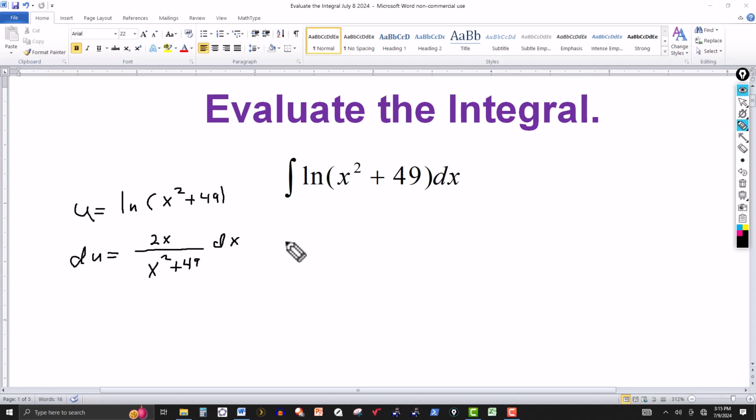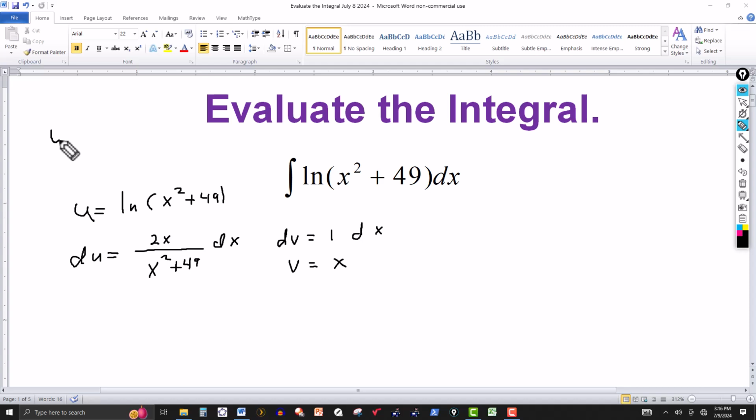And then your dv will be something you can integrate. So the one thing we have left is a dx, or a 1 dx. You can always let dv equal to that. Then we integrate with respect to v on the left side, with respect to x on the right side. That'll just give me v equal to x.